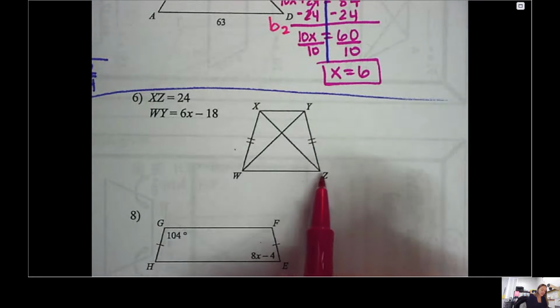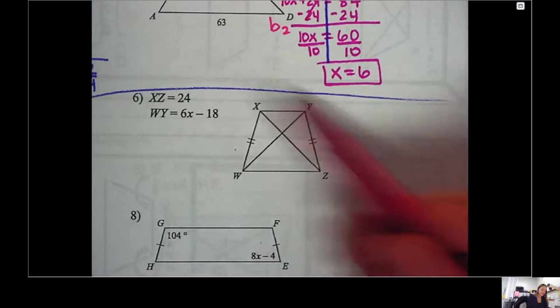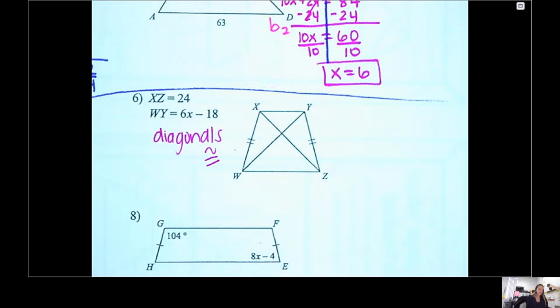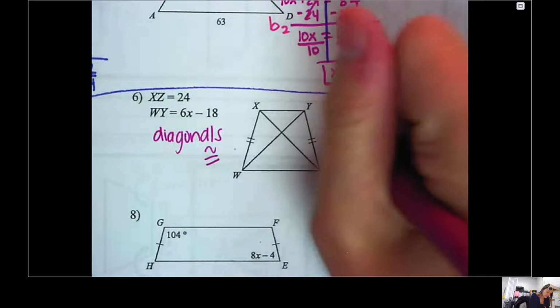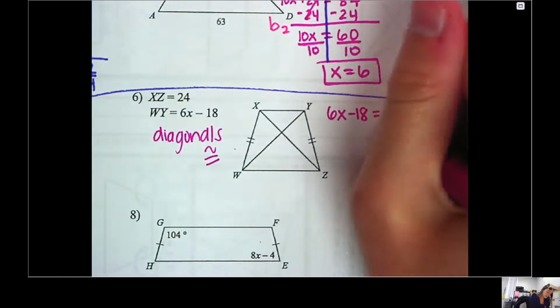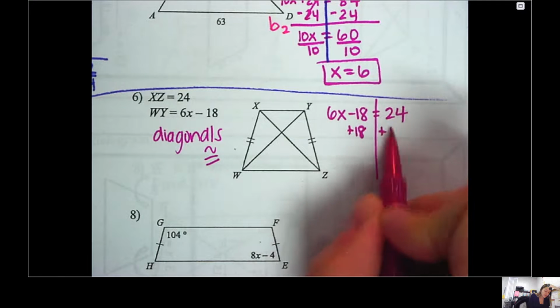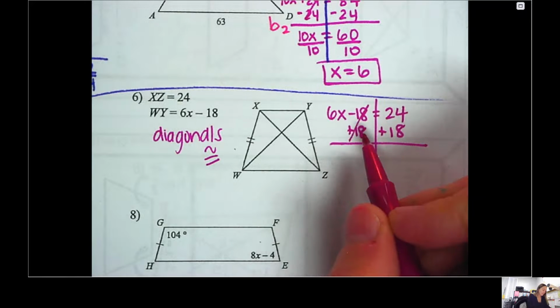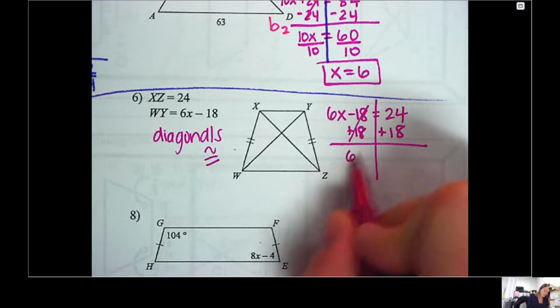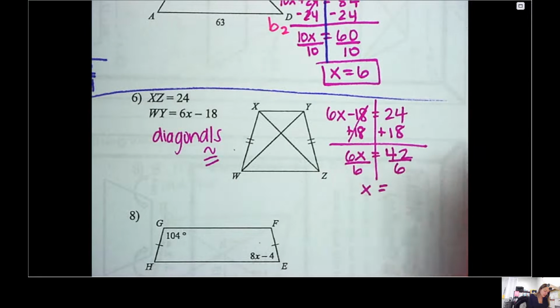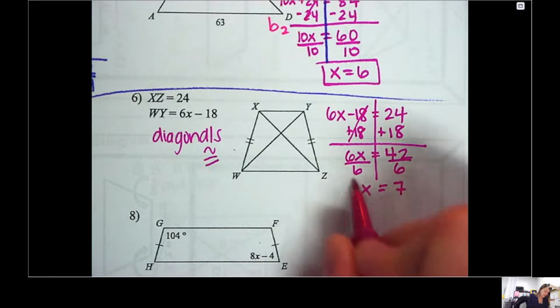So x to z is 24. W to y is this equation. These again are diagonals. And since they are congruent, I'm just going to set the two equations equal. So 6x minus 18 equals 24. Get my constants to one side. I get 6x equals 42. Divide both sides by 6. X equals 7. And you're done.